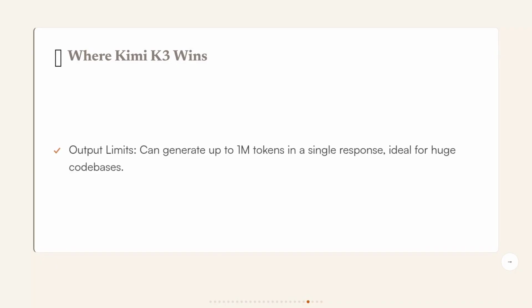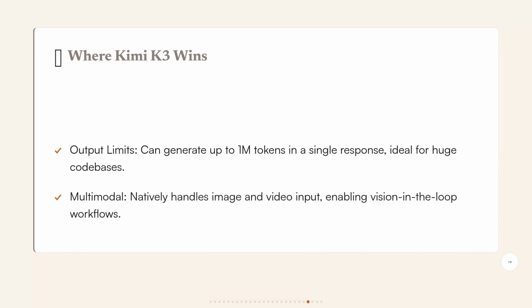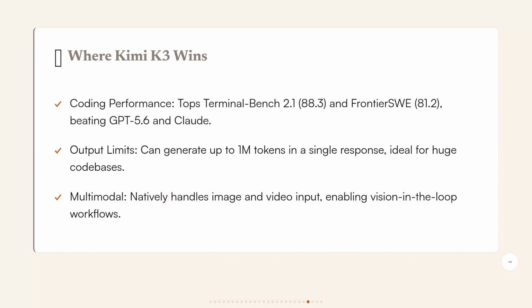Kimi K3 wins on coding performance, topping Terminal Bench 2.1 at 88.3 and Frontier SWE at 81.2, beating GPT 5.6, Sol, and Claude Fable 5. It outputs up to 1 million tokens in a single response for massive codebase generation, and it natively handles image and video input, so vision-in-the-loop workflows are a real option without any extra tooling.